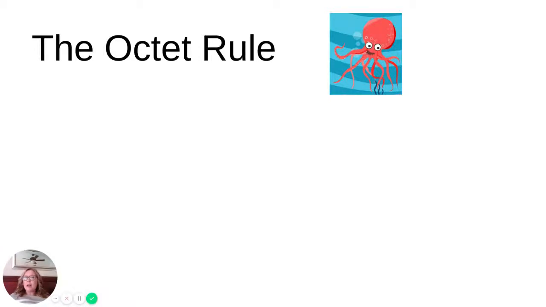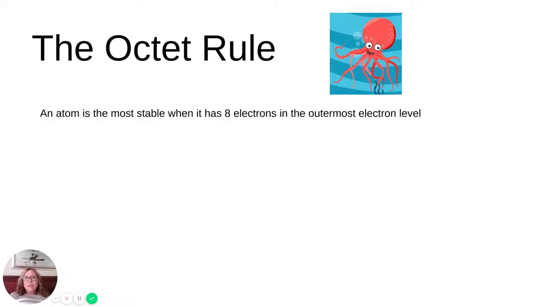So now we're going to talk about the octet rule. And I draw the octopus because in class I talk about how octet means 8, just like an octopus has 8 legs. So sometimes giving a silly visual helps people to understand. So there you go. Okay, so what is the octet rule? An atom is the most stable when it has a full outer energy level, which in this case means it has 8 electrons, 8 valence electrons, 8 electrons in its outer energy level.